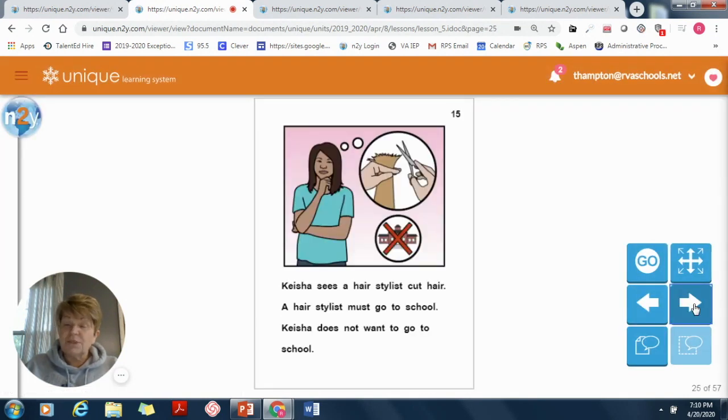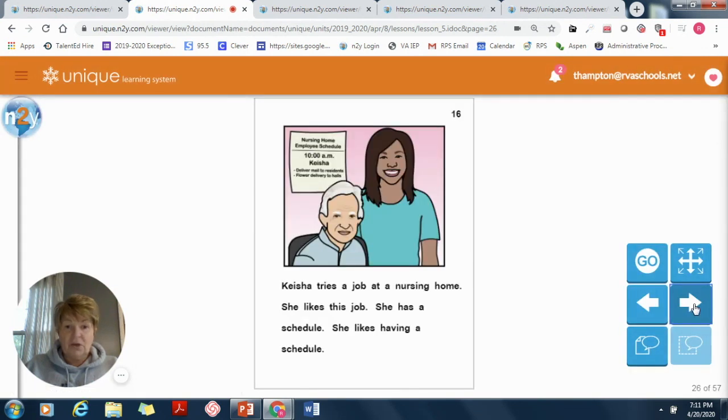But while she was there, she saw somebody cutting hair. The ladies were cutting hair, and she thought, well, maybe that would be something I would like rather than just sweeping or watching the front desk. But then she discovered they had to go to school, and she was not interested in that. So that was a no thank you. Then she started to work at the nursing home. This job she enjoyed. She got to be with people, and there was a schedule.